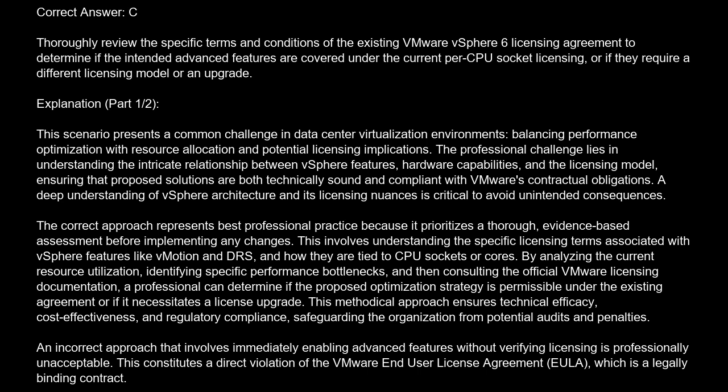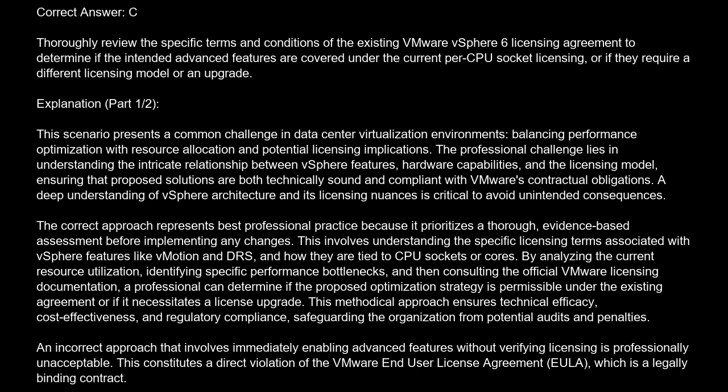By analyzing the current resource utilization, identifying specific performance bottlenecks, and then consulting the official VMware licensing documentation, a professional can determine if the proposed optimization strategy is permissible under the existing agreement, or if it necessitates a license upgrade. This methodical approach ensures technical efficacy, cost-effectiveness, and regulatory compliance, safeguarding the organization from potential audits and penalties.